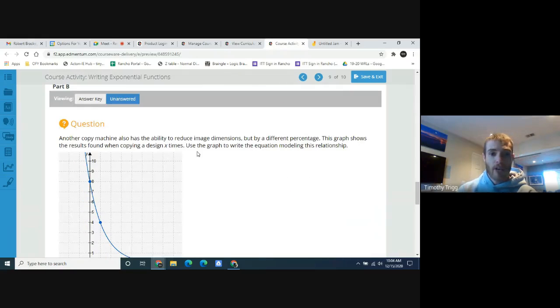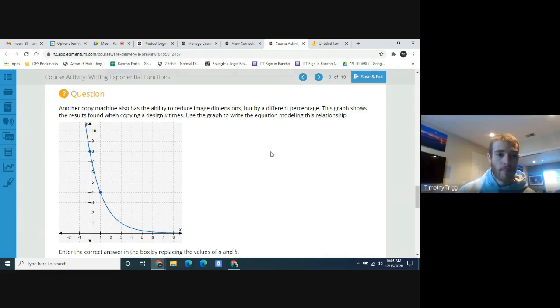Another copy machine has the ability to reduce image dimensions, but by a different percentage. This graph shows the results found when copying a design X times. Use the graph to write the equation modeling this relationship. So you can see our first point is 0, 8, and there's another point here, 1, 4. So it went from 8 to 4. And you can see there's like another point here. They didn't put a point here, but you can see 2, 2 here, right? So it went from 8 to 4 to 2, then to 1, then to 1/2.